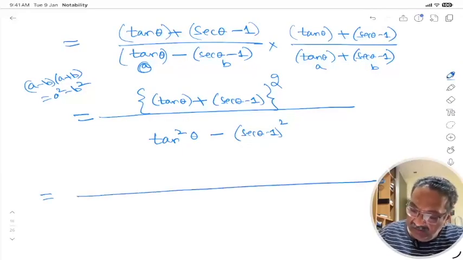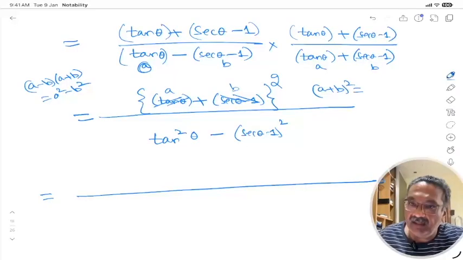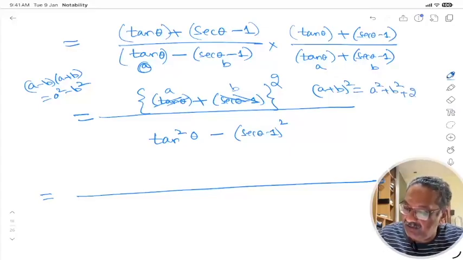Numerator, see, this is A and this is B. So (A plus B) whole square becomes, see, you cannot write like this in examination. For understanding purpose, I am just showing. (A plus B) whole square is equal to A square plus B square plus 2AB.